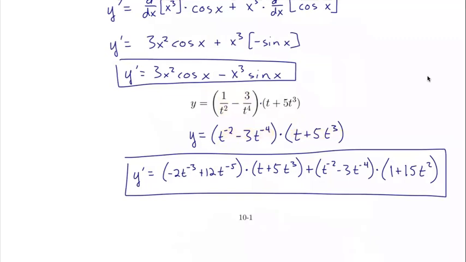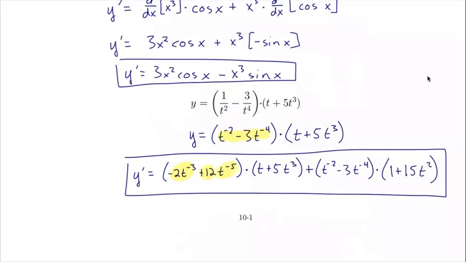I don't have any d/dt's or any of that stuff in the way here. I'm just saying this is our derivative, y prime. It's the derivative of this function. So we get negative 2 t to the negative 3 by the power rule. Then we have positive 12. Negative 4 times negative 3 is positive 12 t to the negative 5, reducing that power by 1.